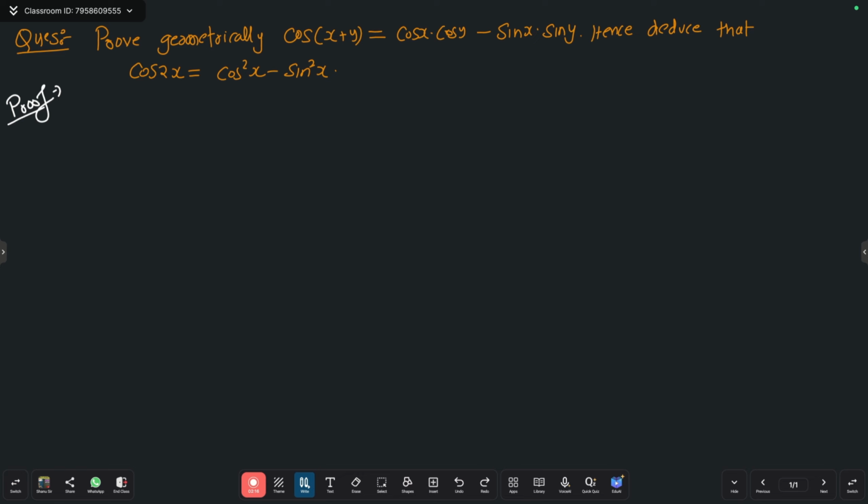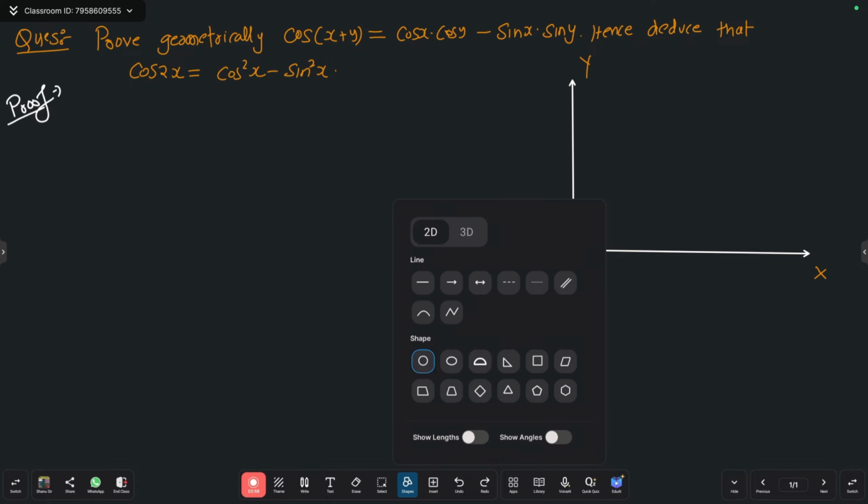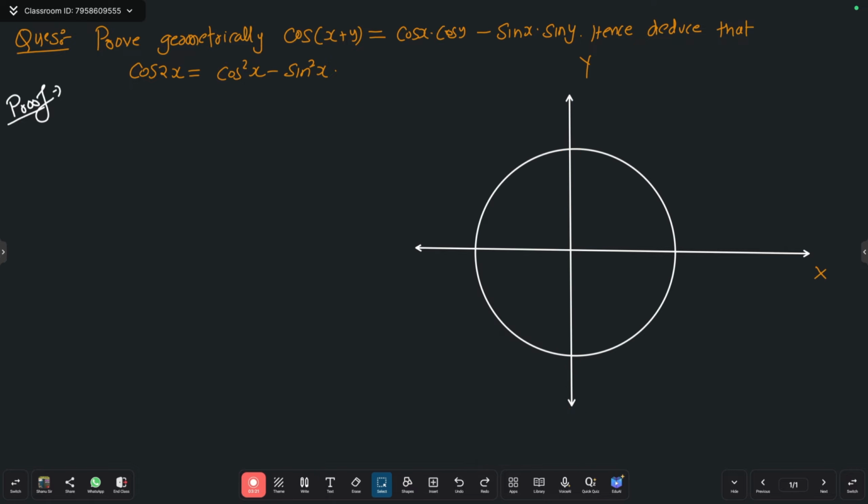The question mentions prove geometrically. Prove geometrically means we will make a geometric figure first. With the help of geometry, we will prove it. So this proof we will do by using a unit circle in the xy plane. This is the xy plane, this is the x axis, this is the y axis. Then I need a circle. This is a unit circle whose center is at origin 0, 0.